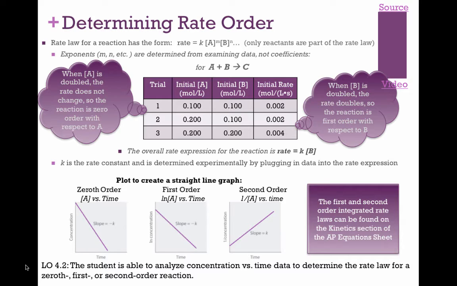And then you have these three graphs. We talked about these today. 0 order is when concentration versus time is a straight line. Always look for the straight line. ln of concentration versus time, if that's a straight line, it's first order. 1 over concentration versus time, if that's a straight line, it's second order. You can find the integrated rate laws on your equation sheet. The first order one is the ln of the concentration of A, and the second order one is 1 over the concentration of A.